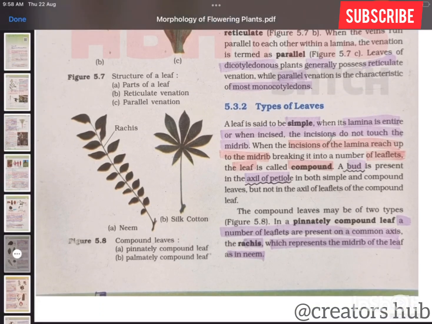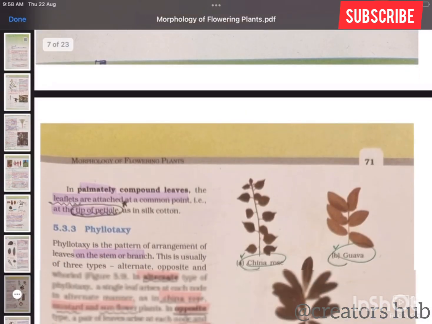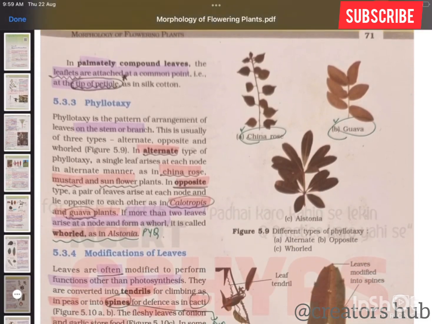The compound leaves may be of two types. In a pinnately compound leaf, a number of leaflets are present on a common axis, the rachis, which represents the midrib of the leaf, as in neem. In palmately compound leaves, the leaflets are attached at a common point, for example the tip of the petiole, as in silk cotton.